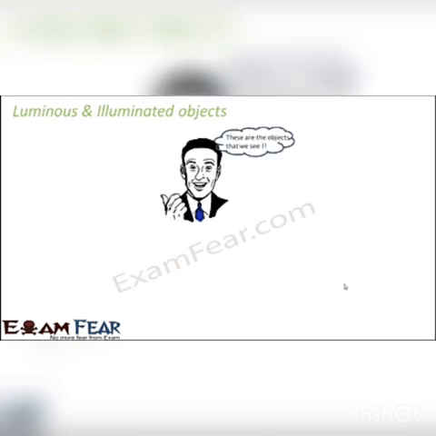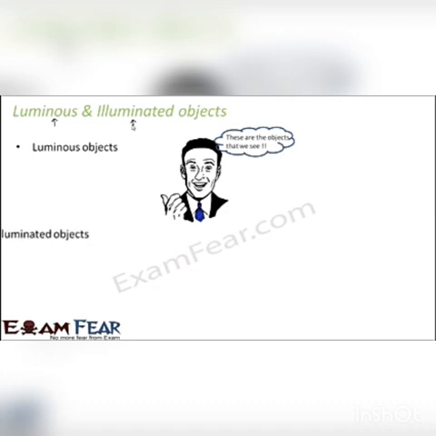Now, when we talk about seeing objects, we need to talk about two types of objects, that is luminous objects and illuminated objects, because these are the objects that we can see. Please remember that we are not able to see all the objects present around us. There may be many such objects, but we are not able to see them. Do you know why? Because they do not fall under either of these two categories, because we can see only luminous and illuminated objects. So let us see, what do we mean by luminous and illuminated objects?